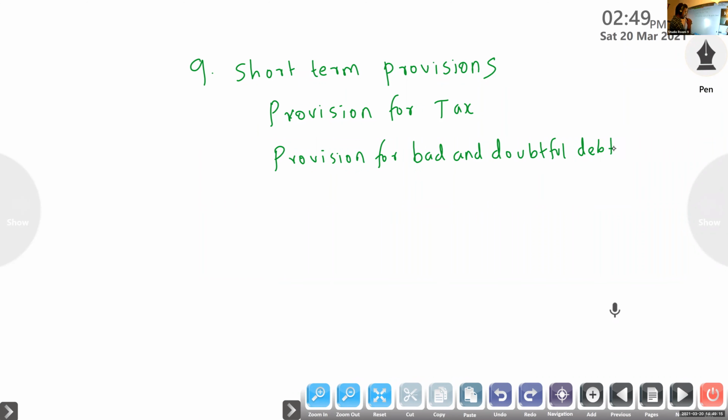Now, next item, provision for bad and doubtful debt. Provision for tax, then provision for bad and doubtful debt. So one thing you have to remember, long-term provisions: what are the items? Provision for employee benefit, provident fund, retirement benefit, provision for warranties. Here, short-term provision, two items: provision for tax, provision for bad and doubtful debt. So our liabilities are over.